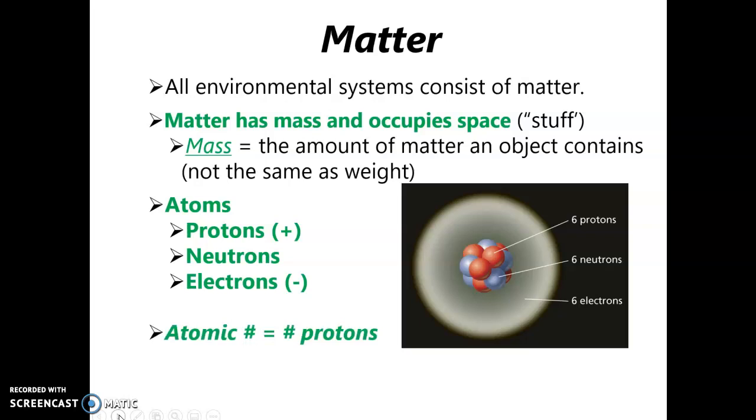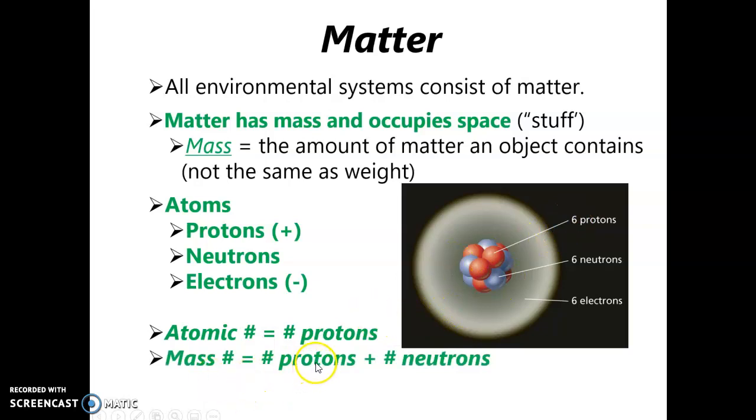Okay, so a couple more terms. An atomic number is the number of protons. So in this picture, we have carbon, and this happens to be what is known as carbon-12. But carbon always has 6 protons in its nucleus. Its number of neutrons might vary, but it always has 6 protons in its nucleus. So if you have an atom that has 6 protons in its nucleus, it is carbon. And that's its atomic number, 6.